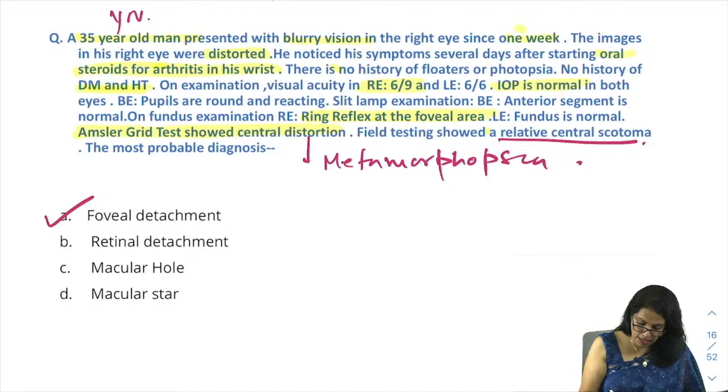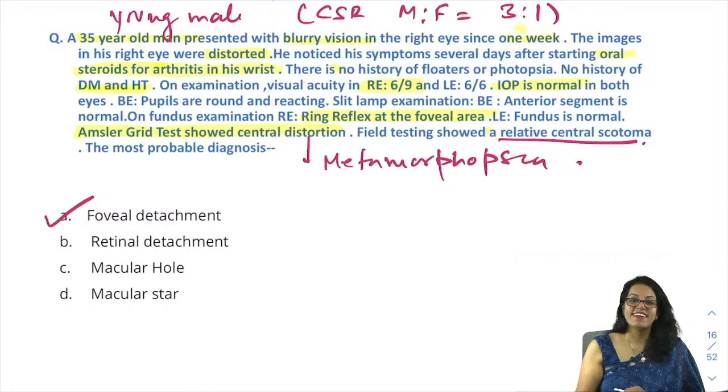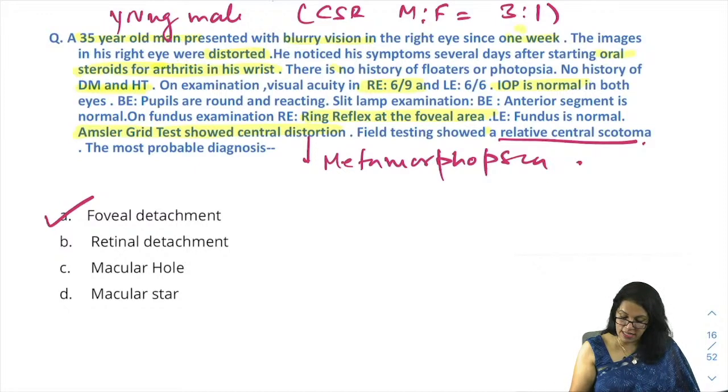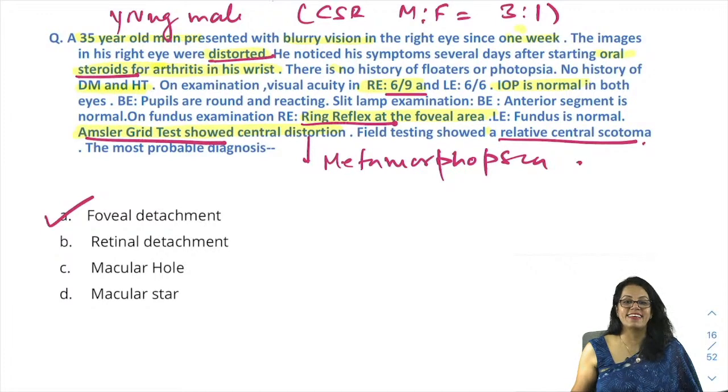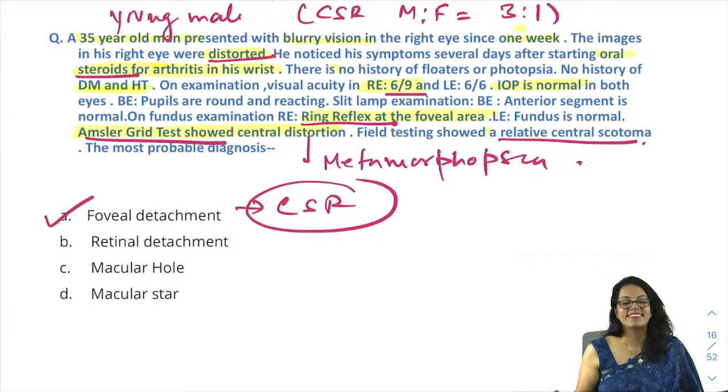He is a young male. We all know CSR is common in males, with a male to female ratio, please note down, of 3:1. Don't think it never happens in females, but generally it is a disease of young males. Second thing, distorted vision, so metamorphopsia, mild diminution of vision, not much. History of steroid intake, ring reflex, Amsler grid is showing the finding. Everything goes towards central serous retinopathy.